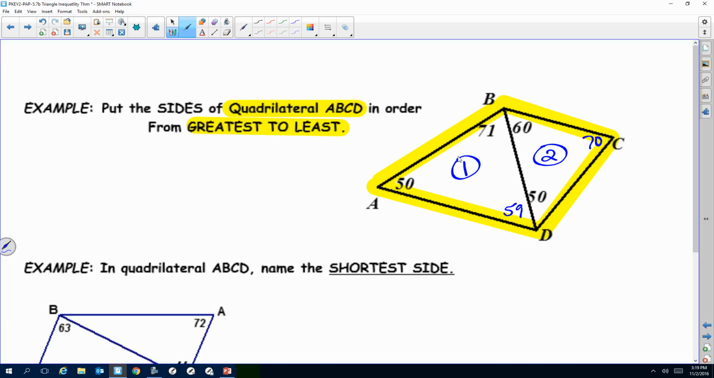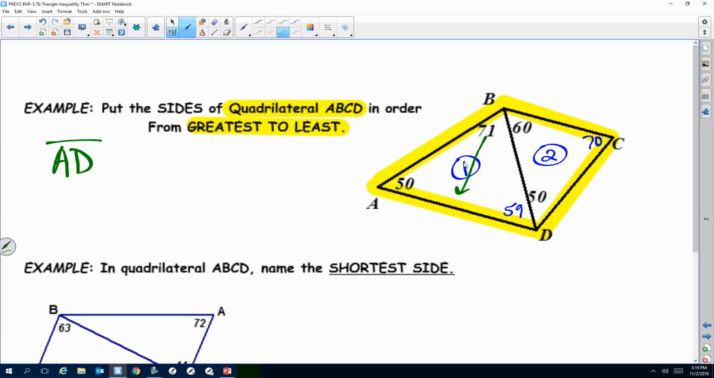Okay, so they want us to order the sides. If you already told me the sides, I highlighted those from greatest to least. So we have to start with what number? Greatest number. 71. Okay, 71 is in triangle 1. I'm going to look opposite that angle and see the side in that triangle 1, and that would be AD. That's our largest side, and AD is a side of the quadrilateral.